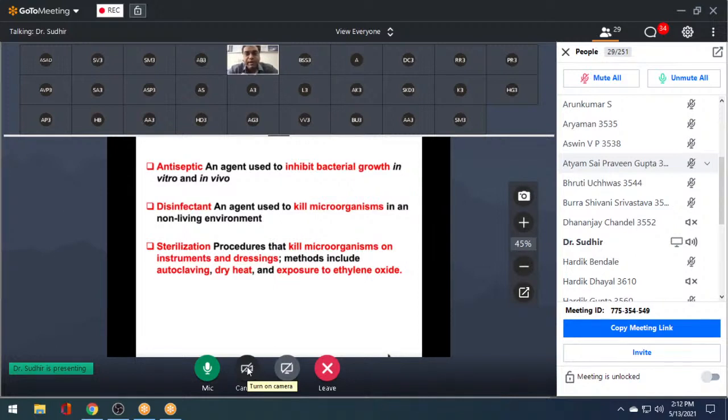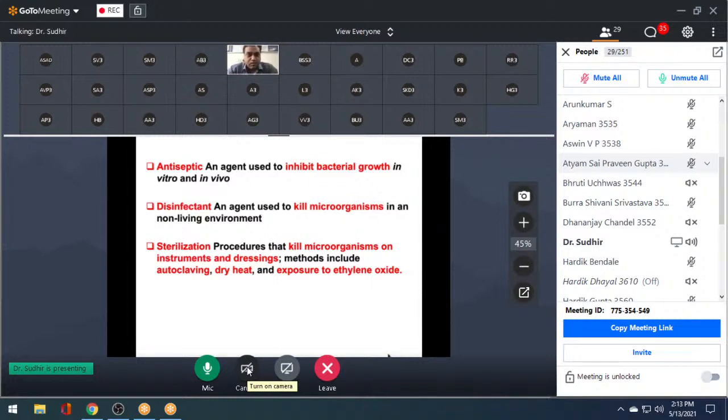Disinfectants are also used to kill microorganisms, but these are used on non-living environments. You can use them upon the tabletop, or upon the instruments which you are going to use in operation theatres. These are called disinfectants. Then there are sterilizing agents. Antiseptics and disinfectants inhibit bacterial growth, means they act upon the vegetative organisms. Most of the time they are not 100% efficacious, and they do not act upon the spores. Spores are not vegetative types. So bacteria may have vegetative forms or spore forms. If the agent also acts upon the spores, or has an additional sporicidal effect, then you can call it a sterilizing agent. Okay.